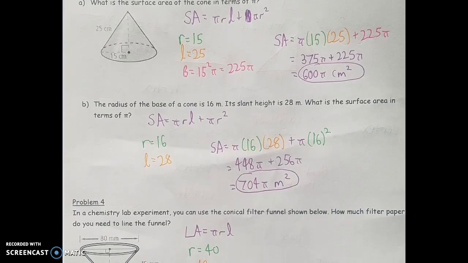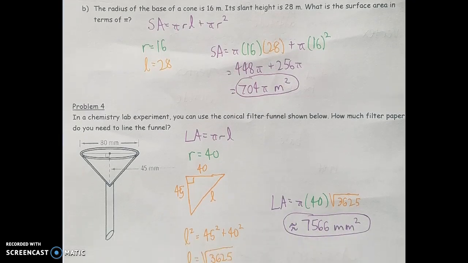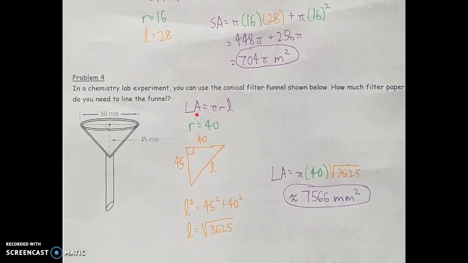So last question, they're not telling us exactly what to find, but we can use some reasoning to figure out they're using lateral area. In our lab experiment, we're using a filter that's conical, so it's forming a cone shape. And we're going to have to decide how much filter paper we need to line the funnel. So this would be in terms of lateral area because, again, if I'm making a funnel, I don't want to cover the top of it. I'm not going to have a base for that cone. I'm just going to have the sides of that to make a funnel.